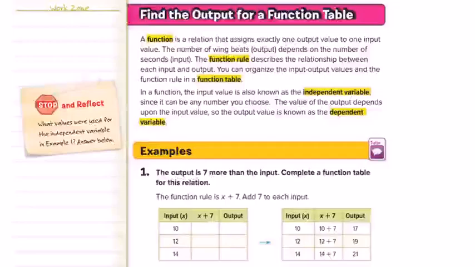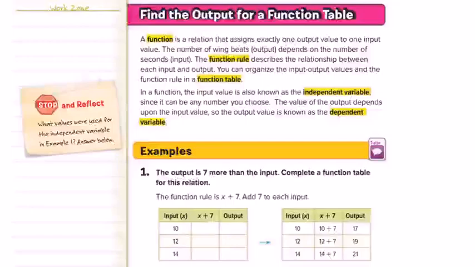So the function rule that describes the relationship between each input and output can be described in a certain way, like if you have to multiply by 7 or add 5 or something like that. That's called the function rule, the relationship between the input and the output. You can organize the input and output values and the function rule in a function table, which is what we're going to see in our examples.